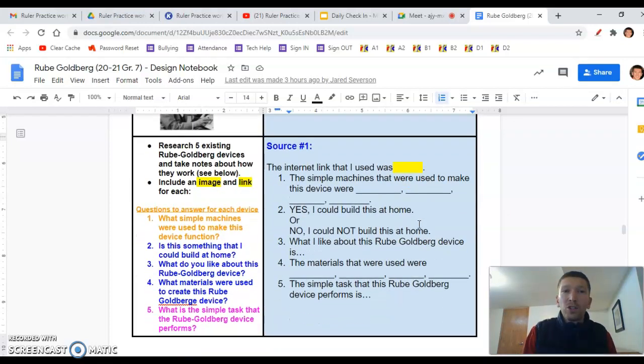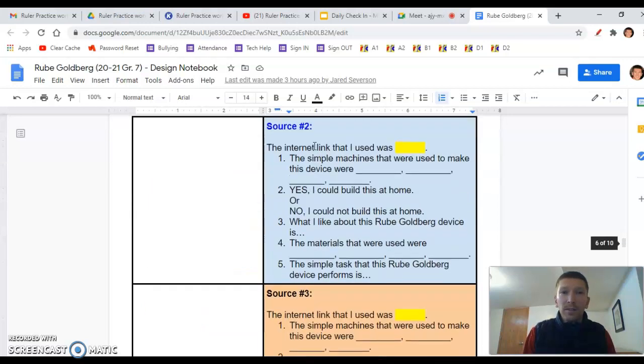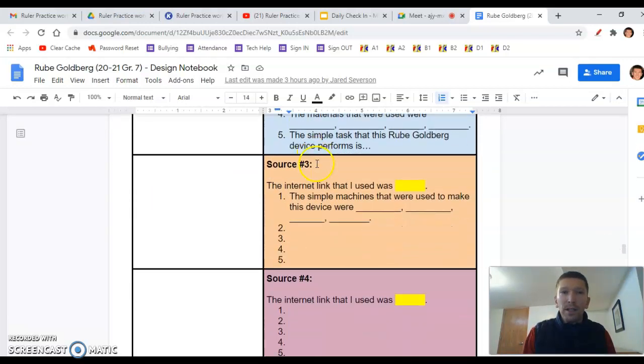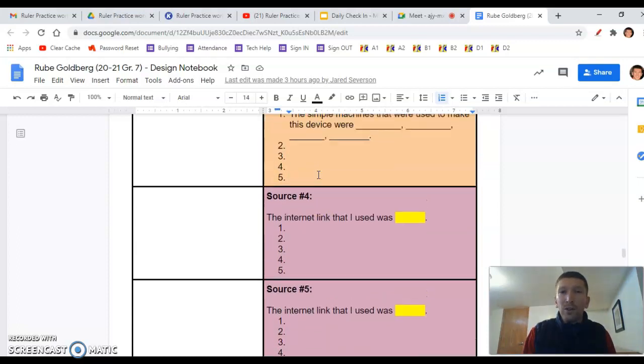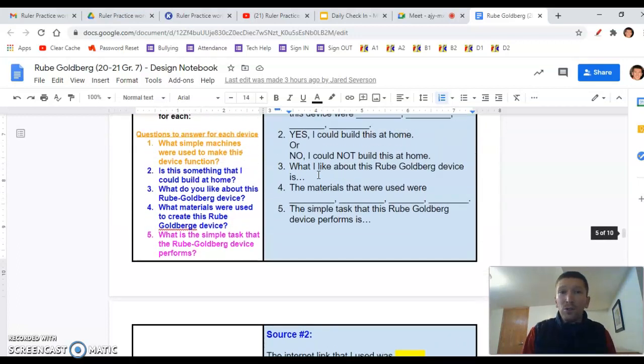Next, you're going to start researching ideas for your Rube Goldberg project. Keep in mind, you're going to be building this at home, so you're going to want to look for ideas that you can do at home, and also look at the materials being used, because you are going to have to provide the materials yourself. You're going to do 5 different sites, so you can see source number 1, source number 2, and then source number 3 is a different shade. It is the should do. Source number 4 and source number 5 are the aspire to do. So the more research you do, the better.